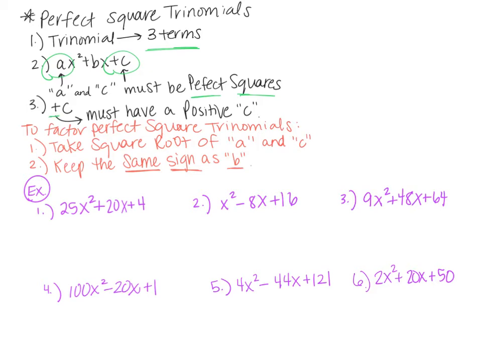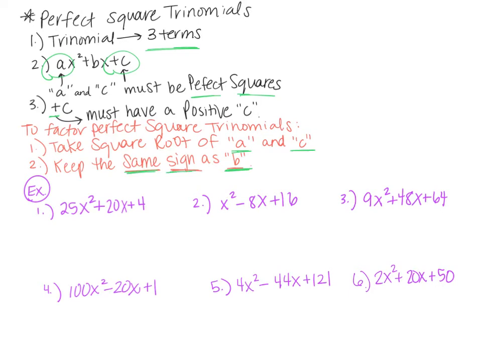Okay. If these 3 things happen, then I'm going to factor it by a perfect square trinomial. So just like we did before, I'm going to take the square roots, but this time, again, I'm only taking the square root of A and C, all right? And then instead of alternating the signs like we did in difference of perfect squares, we're going to keep the signs the same and they are going to match B. So same signs, and I'm going to look for B to know what that sign is.